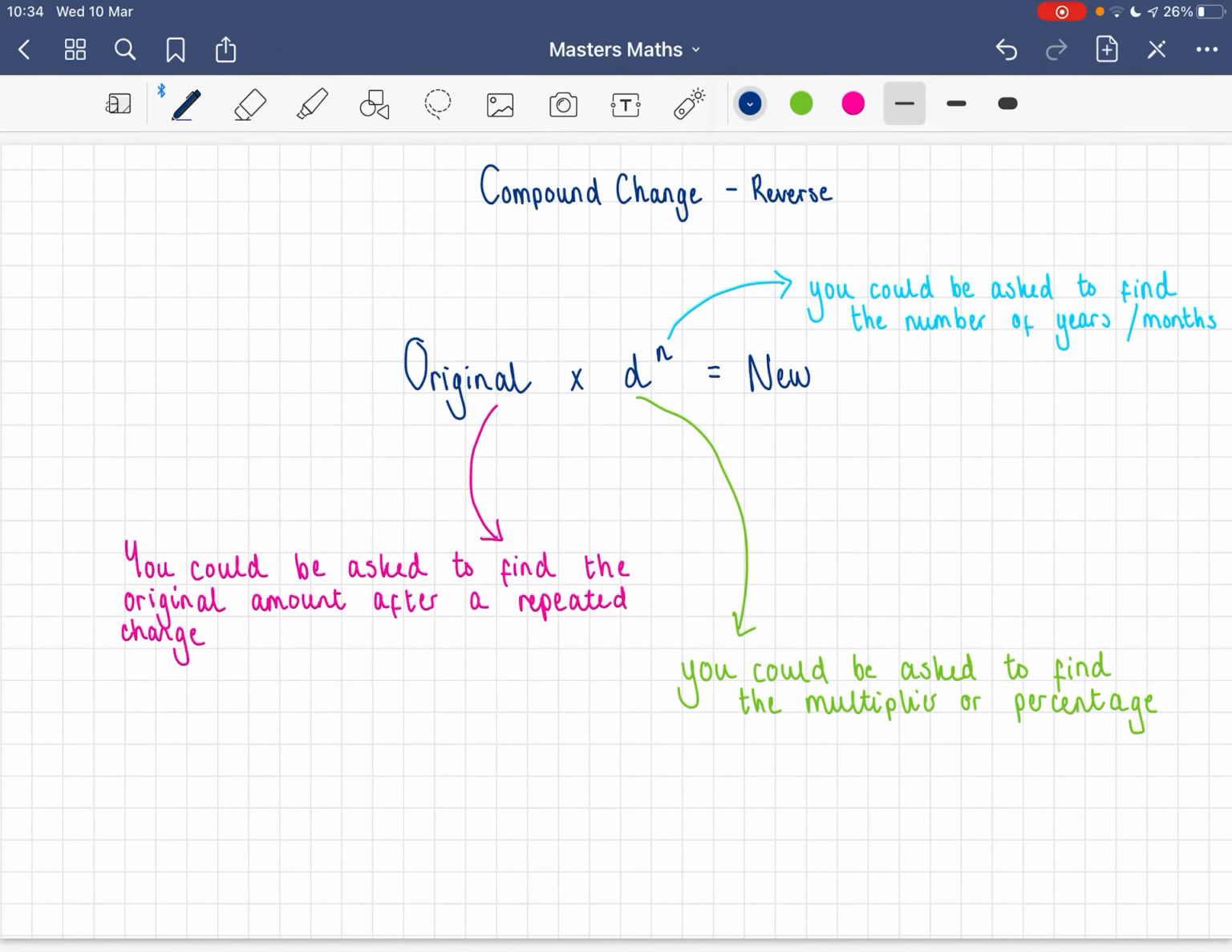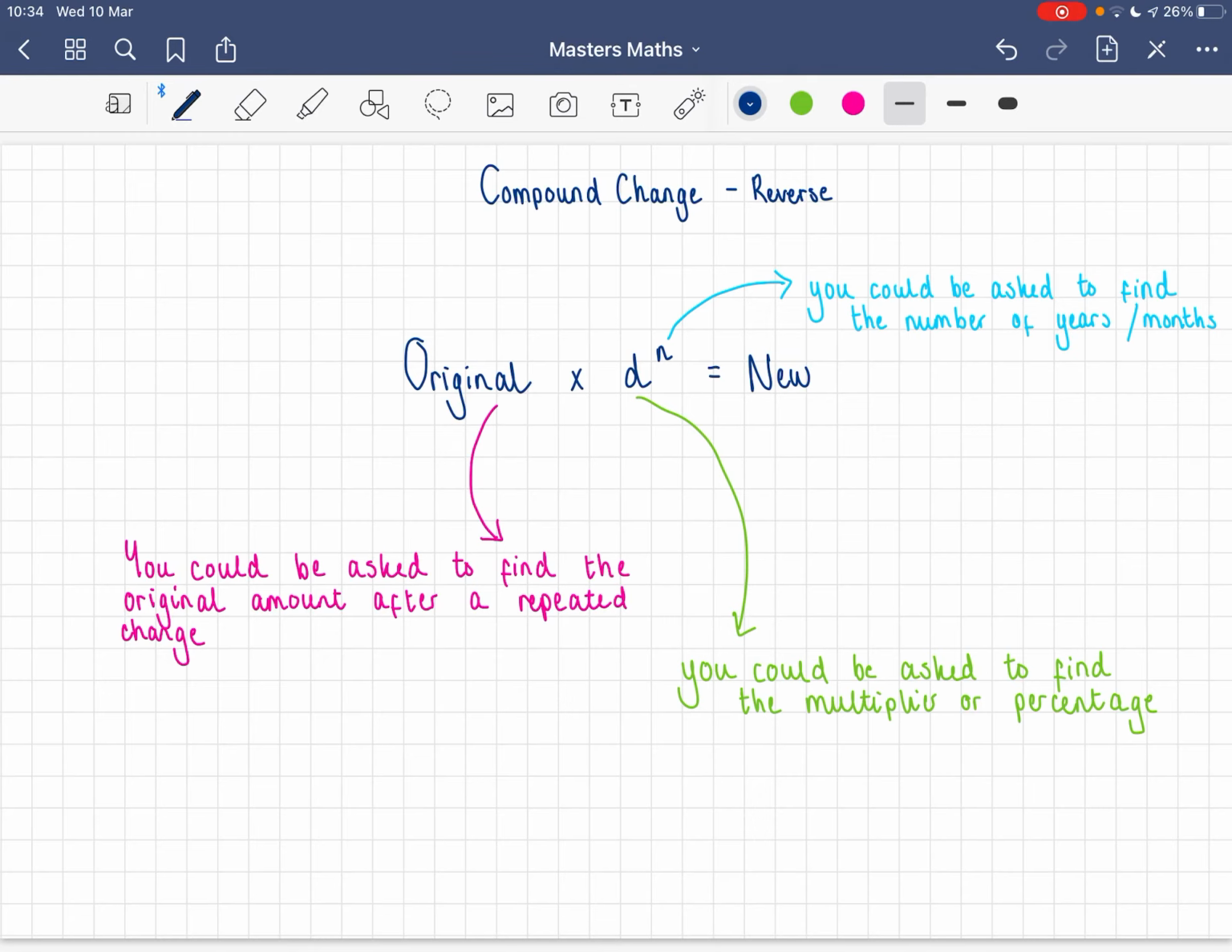Hi, in this video we're going to look at using a compound change, a compound increase or decrease, but in reverse, where you are told the amount that you have left after a certain number of years and you need to go back to work out the original.